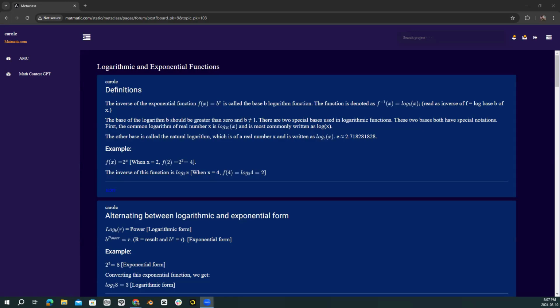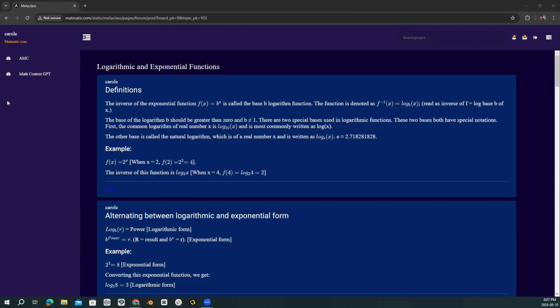In today's lesson, I'm gonna be talking about logarithmic functions. So some of you guys might not know what a logarithmic function is, so I'm gonna explain right now.